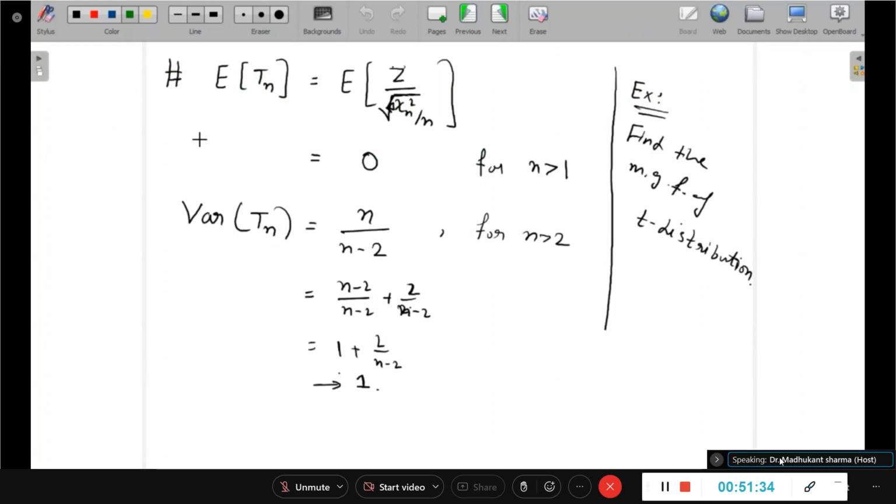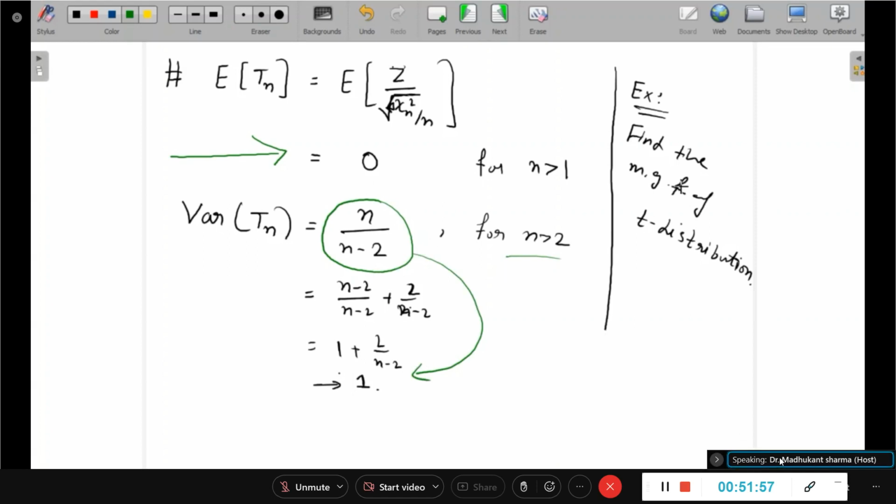I have already discussed this. Here I told you the expectation of Tn can be shown to be 0 for n greater than 1, and the variance of Tn can be shown to be n by n minus 2 for n greater than 2, and it tends to 1 as n tends to infinity.